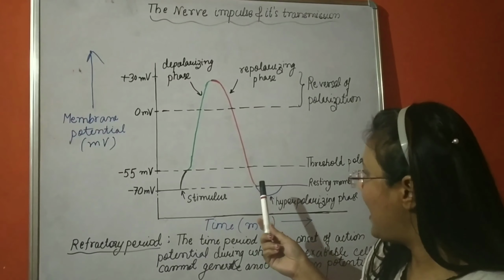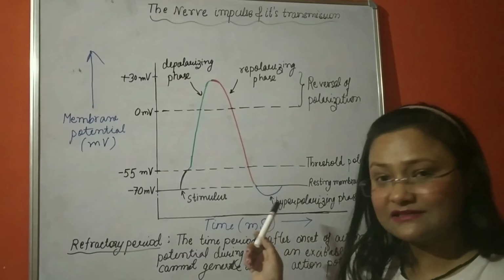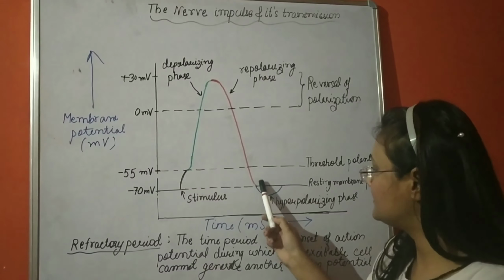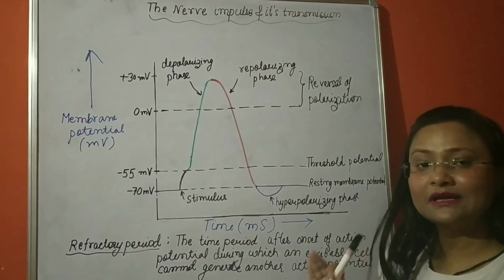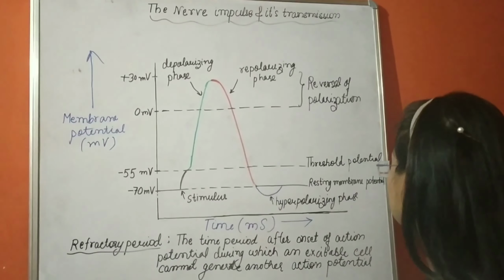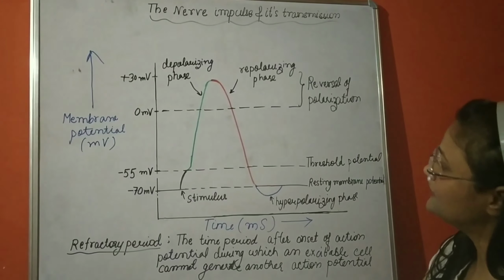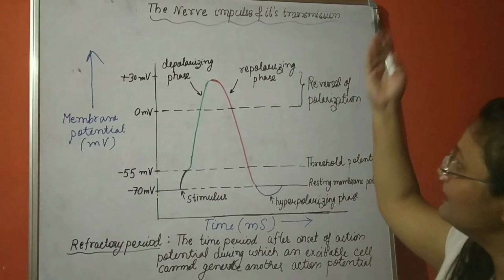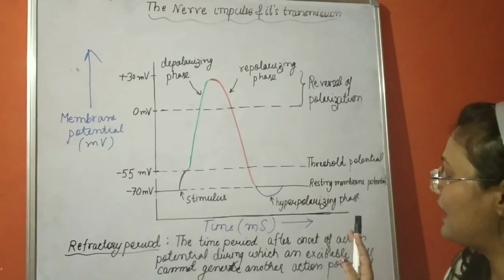Now, as soon as it reaches minus 70 millivolts, it doesn't stop here, and the membrane gets hyperpolarized because of efflux of more and more positive K plus ions. So this is the hyperpolarizing phase. So that's all about the graph. That is how a graph of all those events will look.